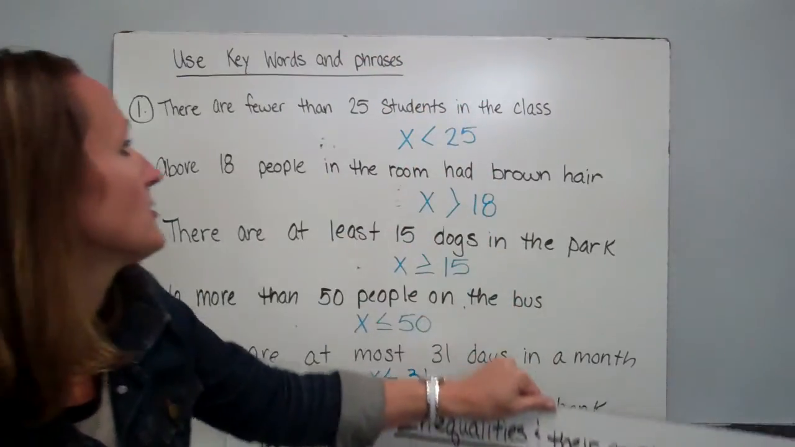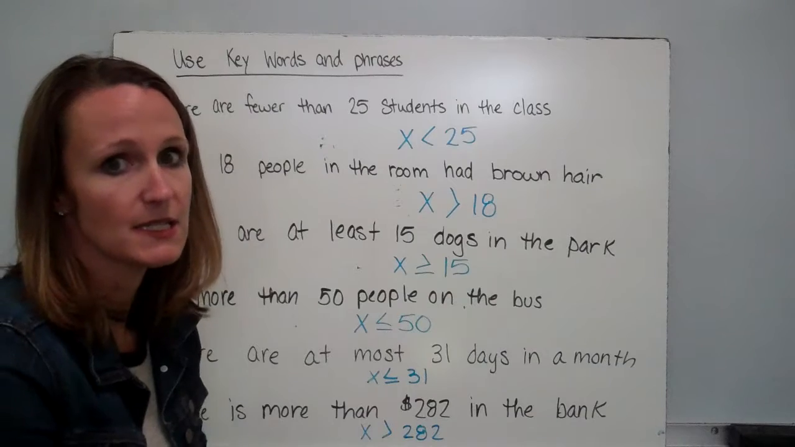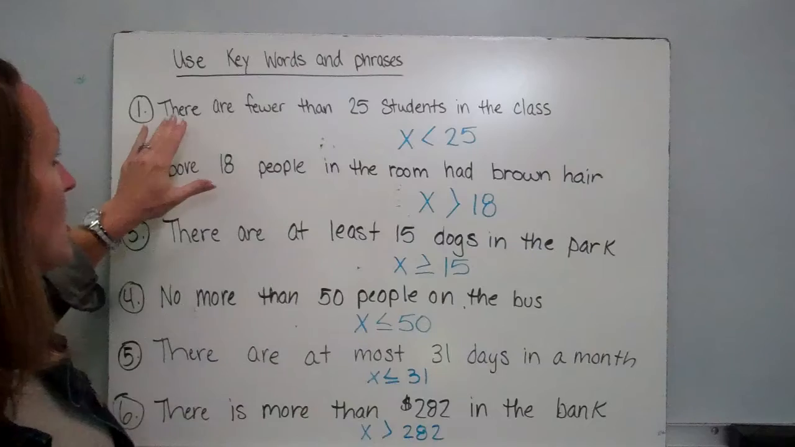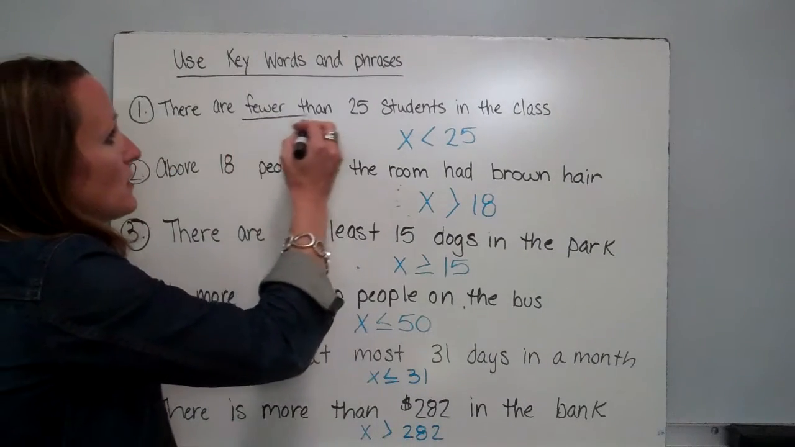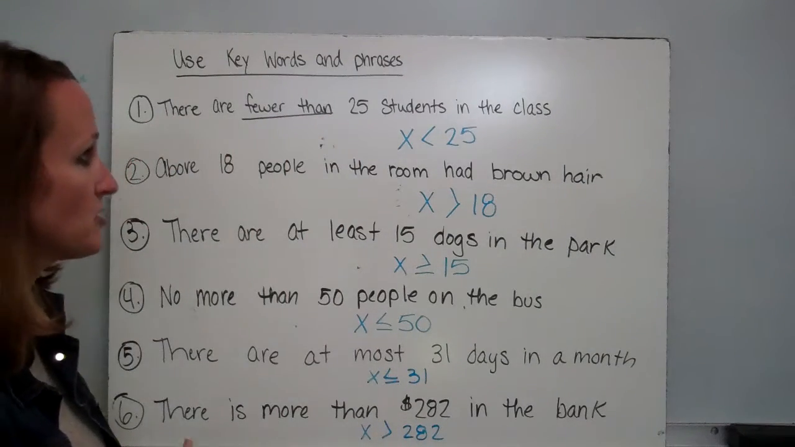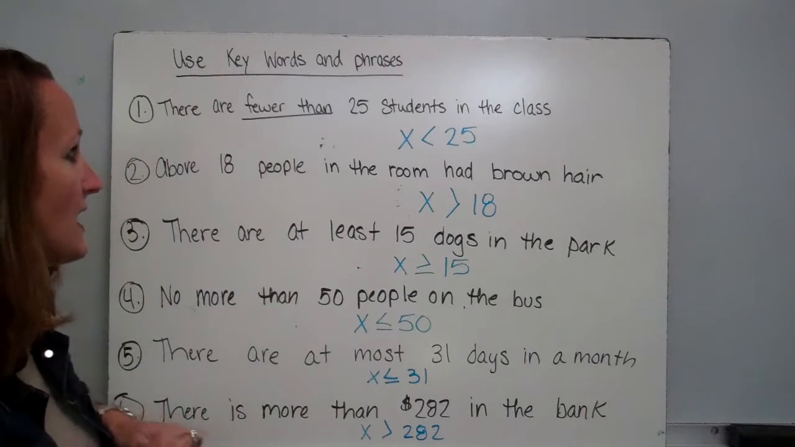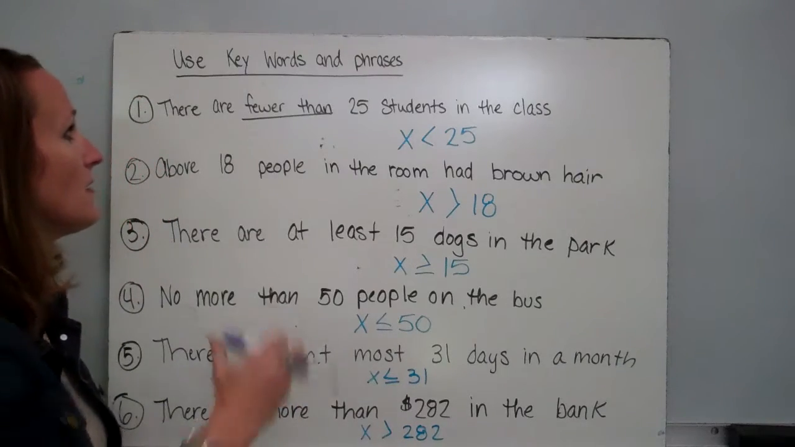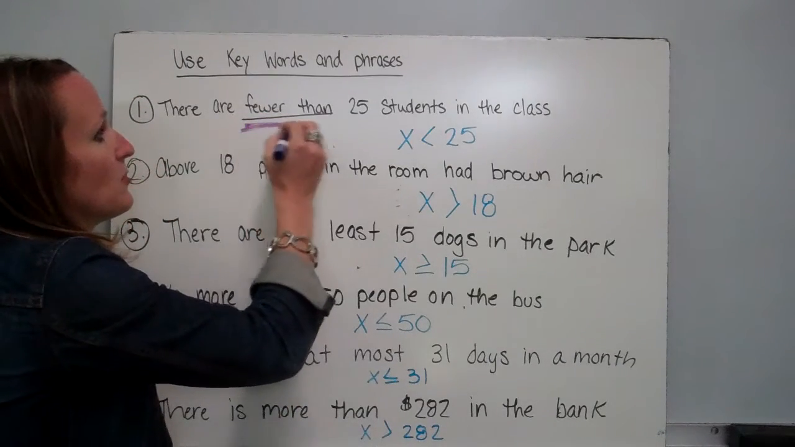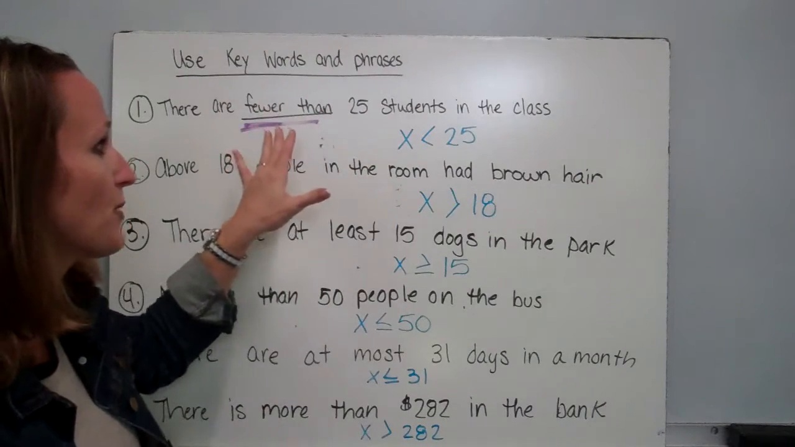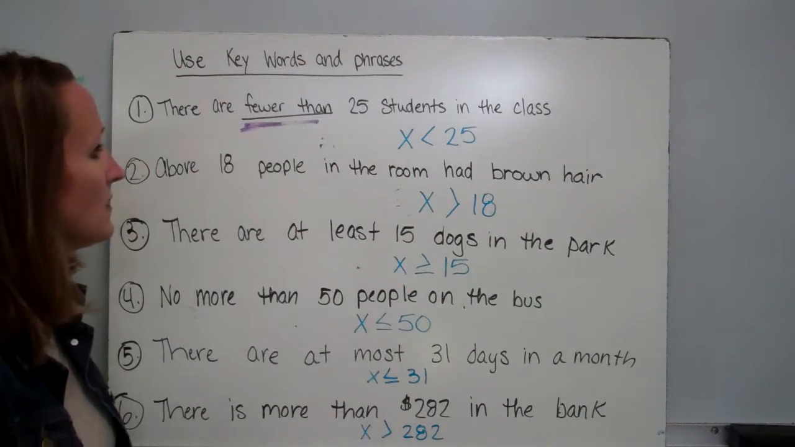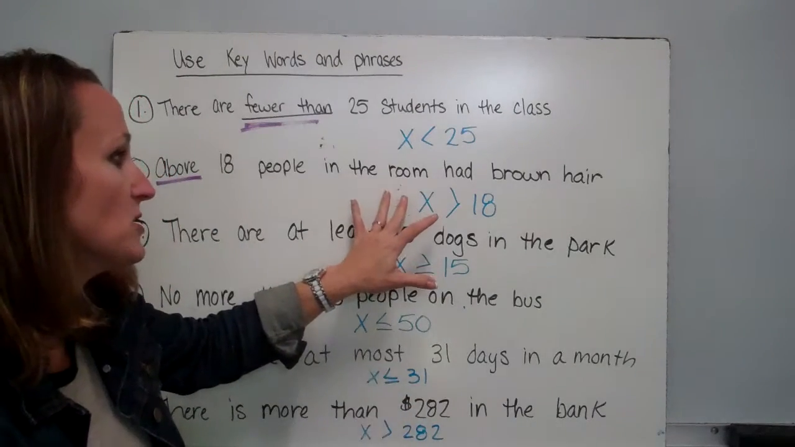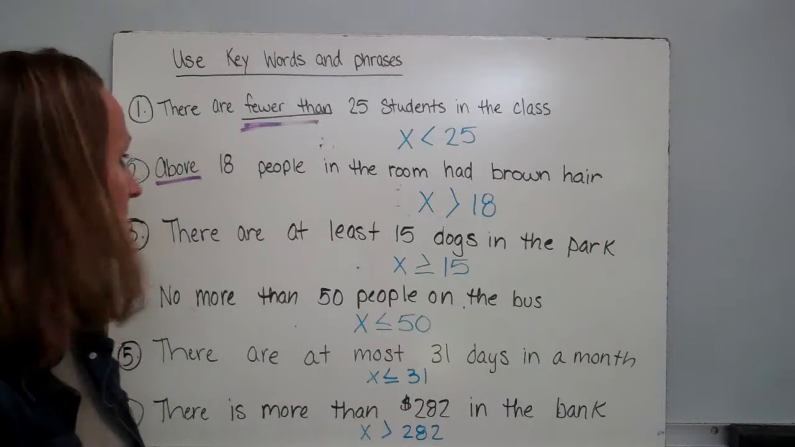So let's look at a few examples. As we look at these keywords and phrases, I want you to fill them into the chart that's in your notes. If there are fewer than 25 students in the class, we would write this as x is less than 25. So I want you to put fewer, or even fewer than, in the part of the chart that talks about less than. Now what if we said above 18? That means we would write the expression x is greater than 18.